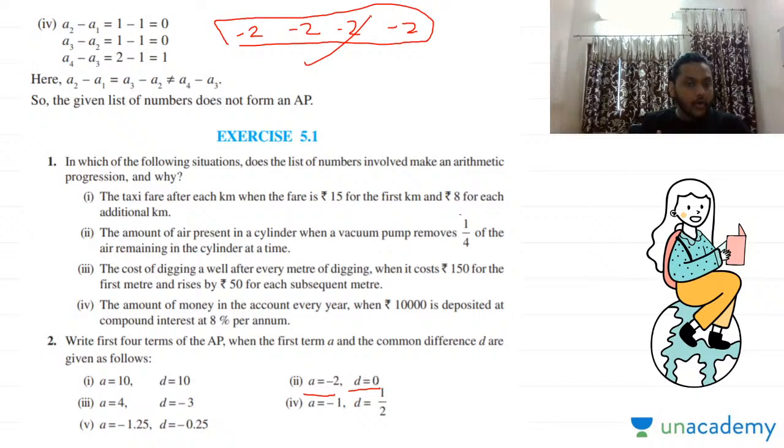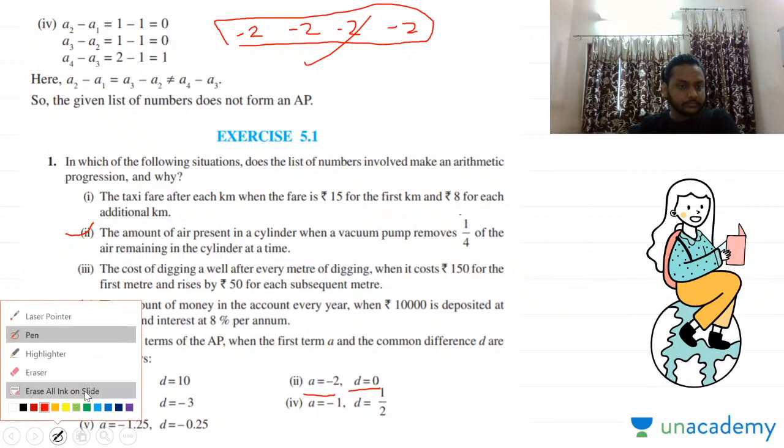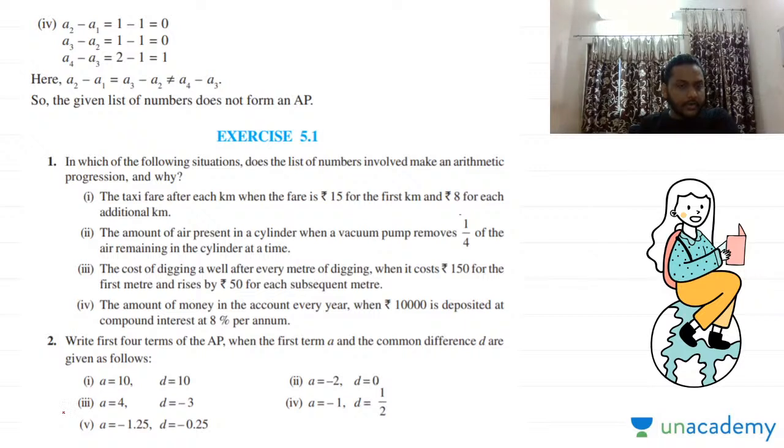Okay, now you all will do the third one. Come on, do it guys. The third one, this one. Everyone do the third one, third one of the second question. Tell me the first four terms of the AP. Quickly.